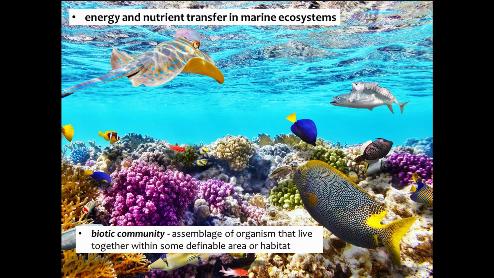To do that, first of all, we have to look at a couple of definitions. The first is the definition of a biotic community. A biotic community is an assemblage of organisms, so living things, that all inhabit, live together in some definable area or habitat. For example, a coral reef or a kelp forest. These are all examples of a biotic community.